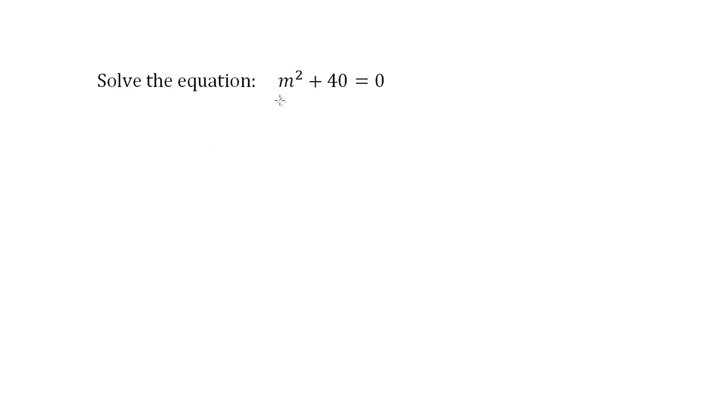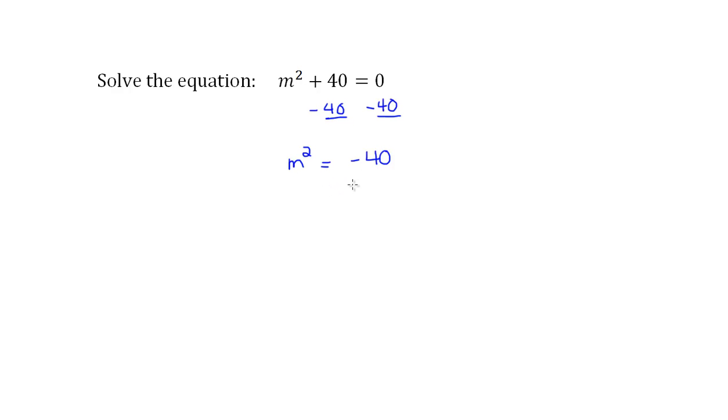To use the square root property, we first want to isolate the variable m squared. This means we want to move the 40 from the left side to the right side of the equation. To do this, we use reverse operations. We're going to subtract 40 from the left side and subtract 40 from the right side. And that will give us m squared equals negative 40.